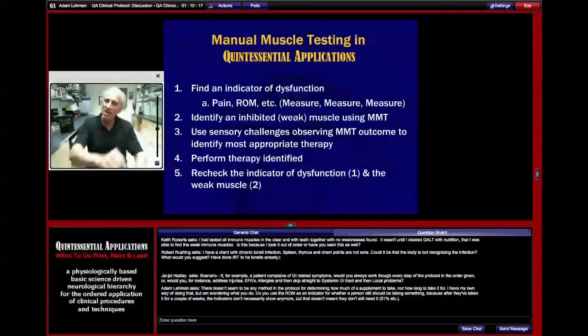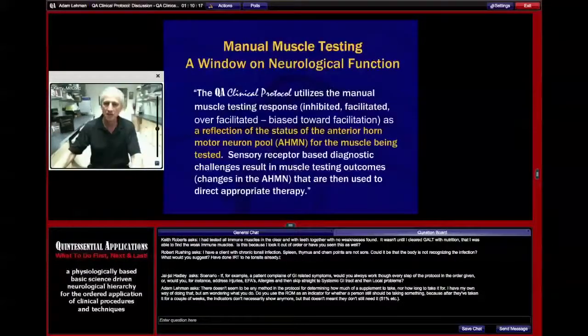And then we use sensory challenges. What kind of challenges? We taste a substance. We have the patient touch a particular area. We rub, we pinch. We do something to evaluate or to stimulate an incoming sensory pathway. And then we observe a manual muscle testing outcome to identify the most appropriate therapy. That's what AK is all about. Then we perform the therapy identified, recheck both the indicator of dysfunction and the weak muscle.